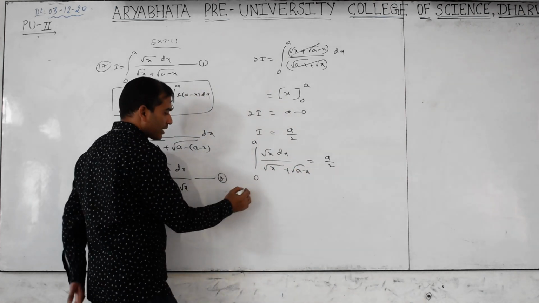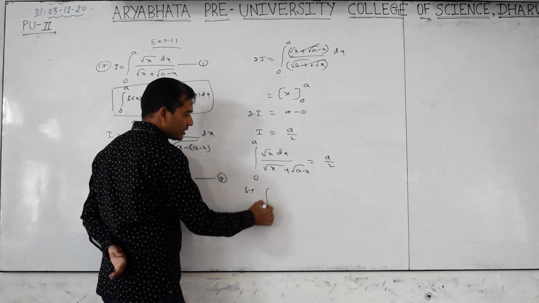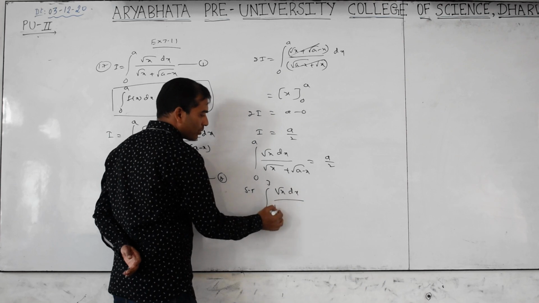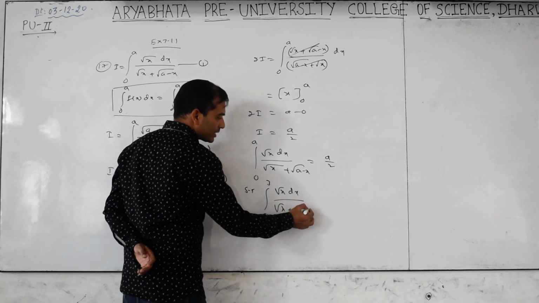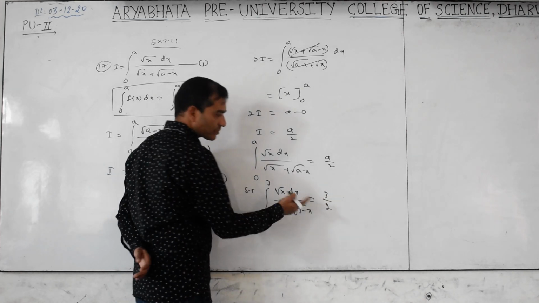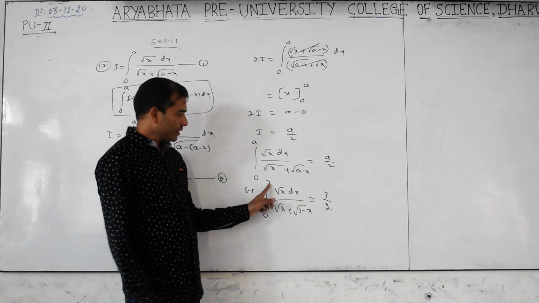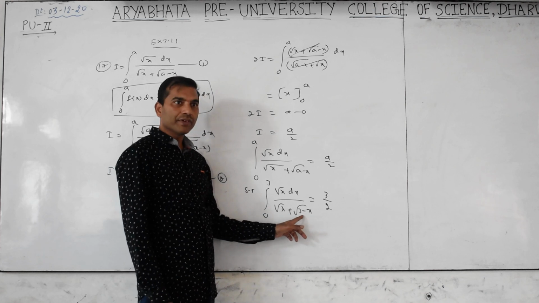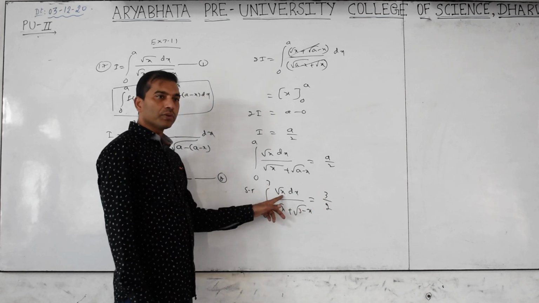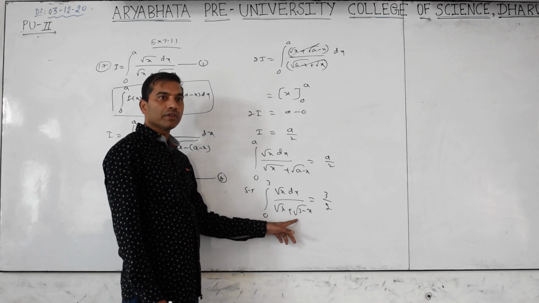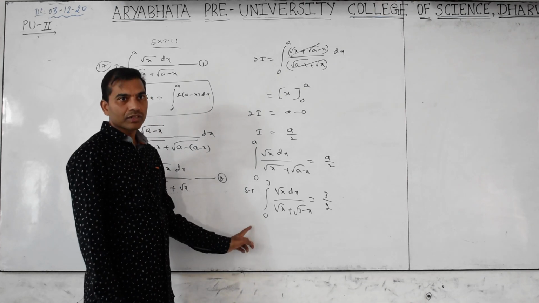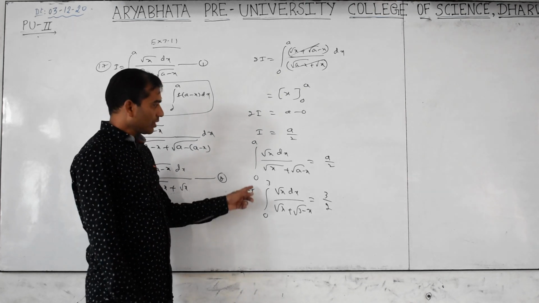Now the shortcut, we can take it by using this. For example, 0 to 3 root x dx by root x plus root of 3 minus x, the answer is 3 by 2. If it is 5, root x plus root of 5 minus x, it is equal to 5 by 2. If it is 1, root x plus root of 1 minus x, the answer is 1 by 2. Understood? Are you following?